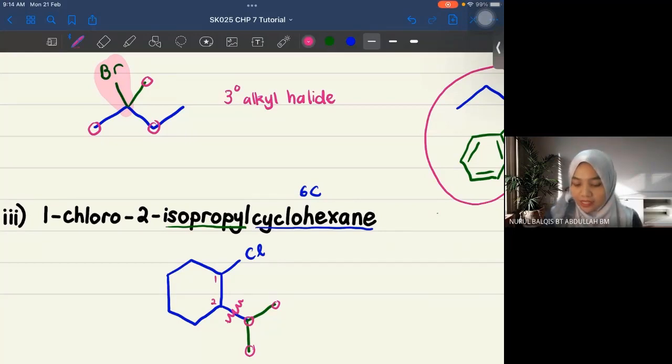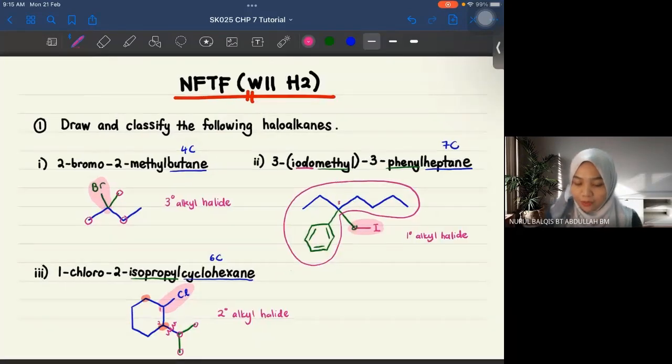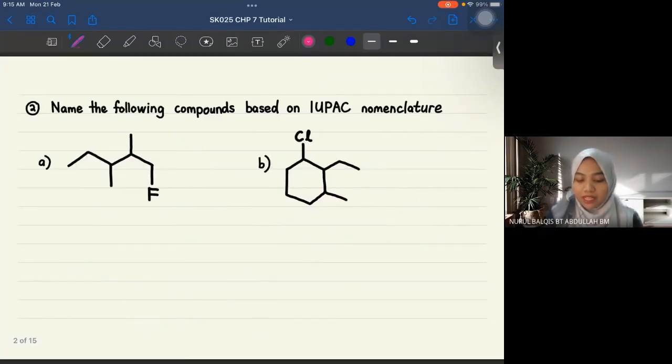So what is the class of carbon bearing the chlorine in here? Secondary, because they are attached to 2 alkyl group. Okay, so this is a secondary alkyl halide. Habis untuk the first question, proceed to the next question.